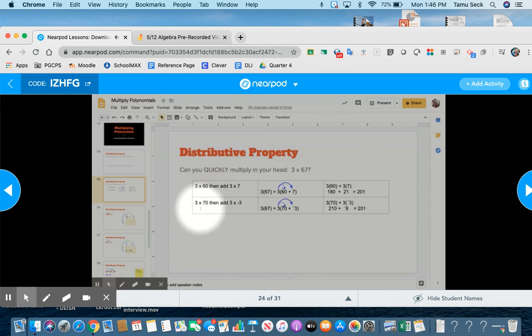Another way, we could do 3 times 70, and then we can add 3 times a negative 3, because 70 minus 3 gives you 67. So 3 times 70 is 210, and 3 times a negative 3 is negative 9. So 210, subtract the 9, and you get 201.